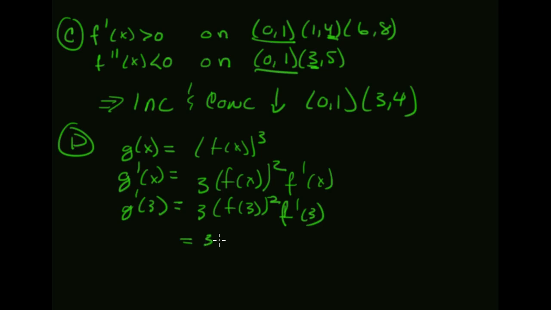F of 3 is given in the problem as negative 5 halves. F prime of 3, you could read from the graph, is 4. So this is 3 times 25 over 4 times 4, which gives me 75. All right, so that's problem 3. So let's do problem 4.